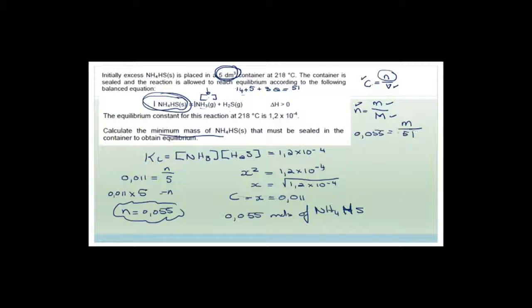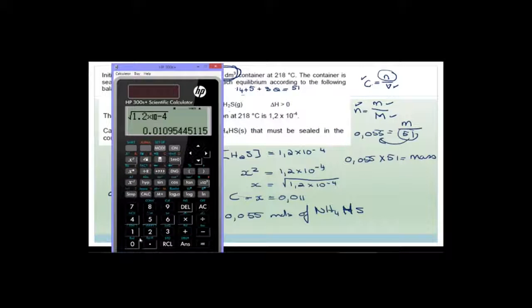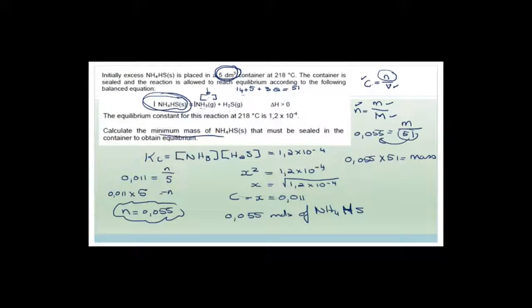Okay, so if we take that and multiply across, we get 0,055 multiplied by 51 is equal to the mass. So now we need our calculators again. So we're going to go 0.055 multiplied by 51 equals 2.81. So the mass is 2.81 grams.